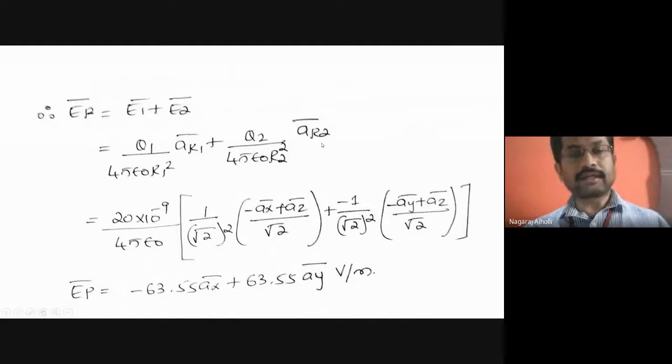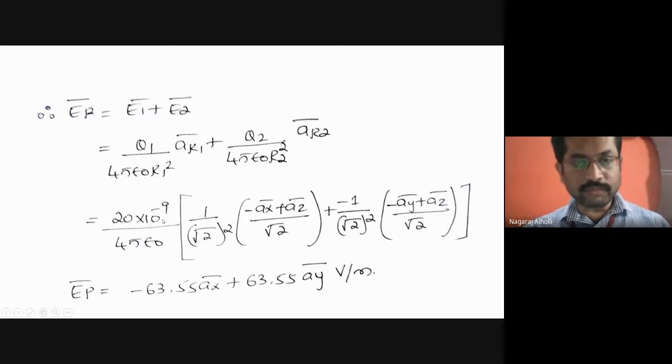Now the calculation part, see how it will be convenient for you all. You can calculate Q1 divided by 4 pi epsilon naught R1 square into AR1 bar first. Then you can calculate Q2 divided by 4 pi epsilon naught R2 square into AR2 bar. Then later on you can add them. That is one way. Another way is to take the common factor, Q by 4 pi epsilon naught, which is common in both, and take it outside.